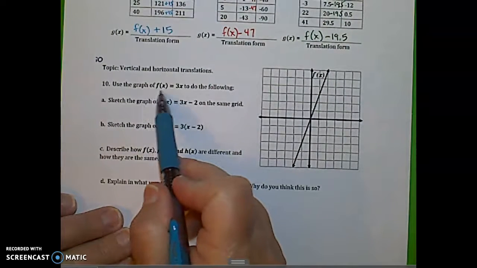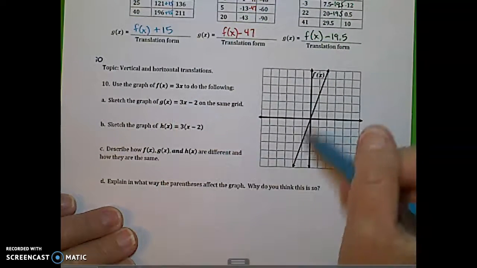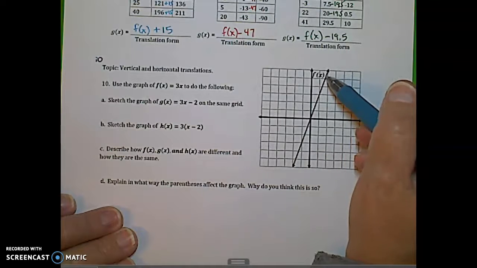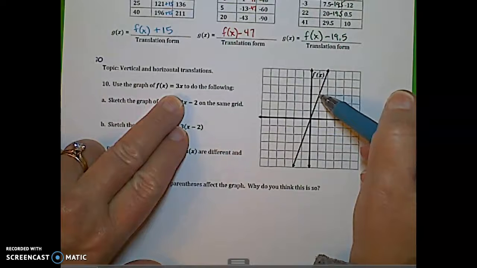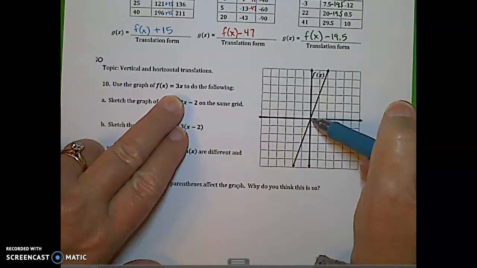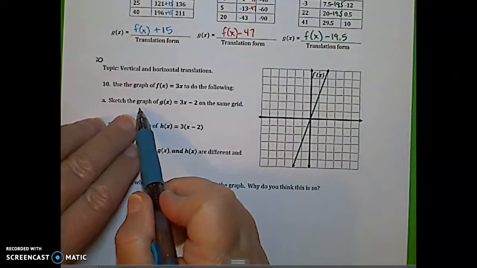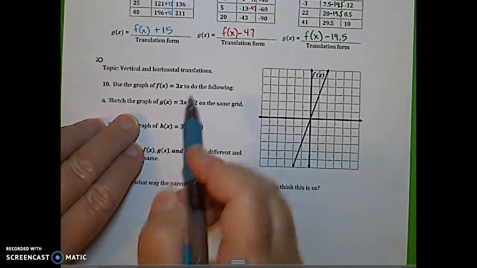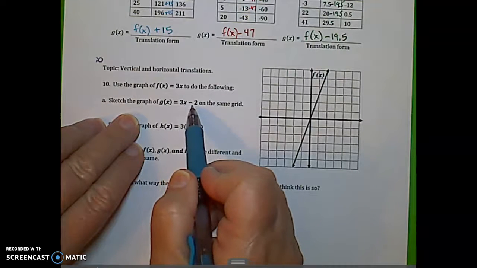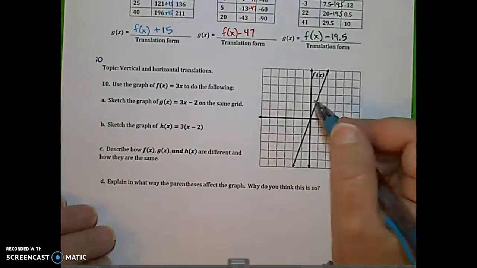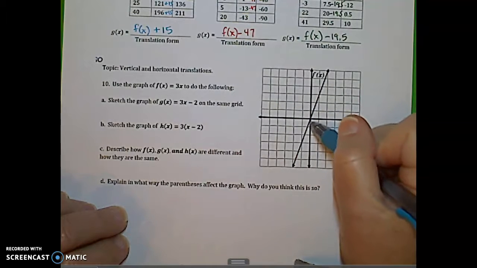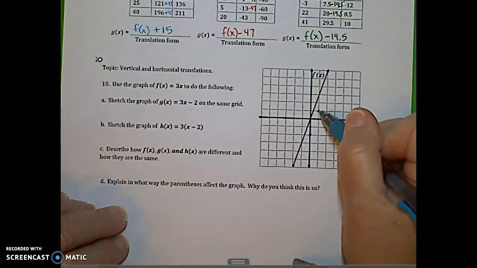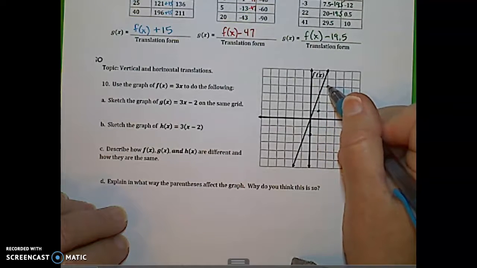We have here a graph of f of x equals 3x. It's labeled f of x, so it has a slope of 3, 1, 2, 3 over 1. It looks good, and the y-intercept is 0. What we want to do is sketch the graph of g of x, which is 3x minus 2. I know it has this same slope. So the y-intercept is minus 2, up 3 over 1, up 3 over 1.